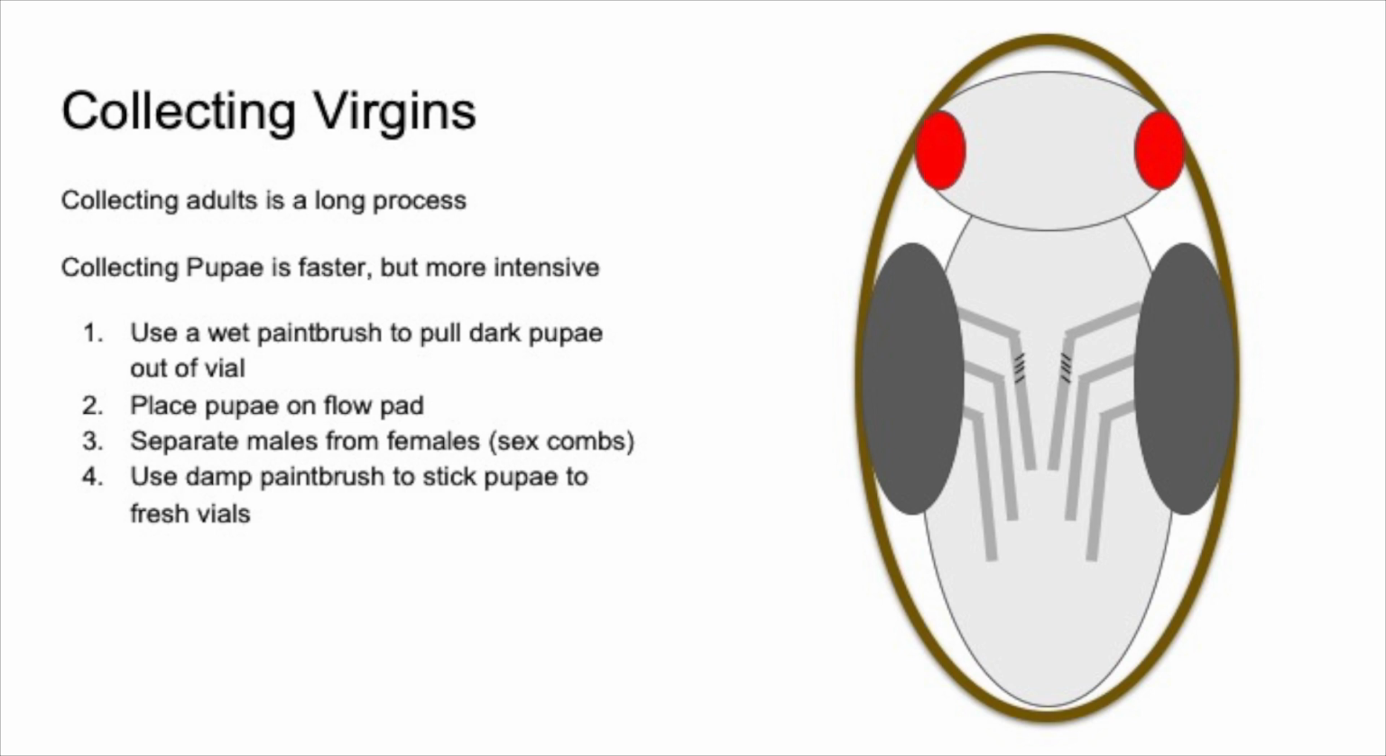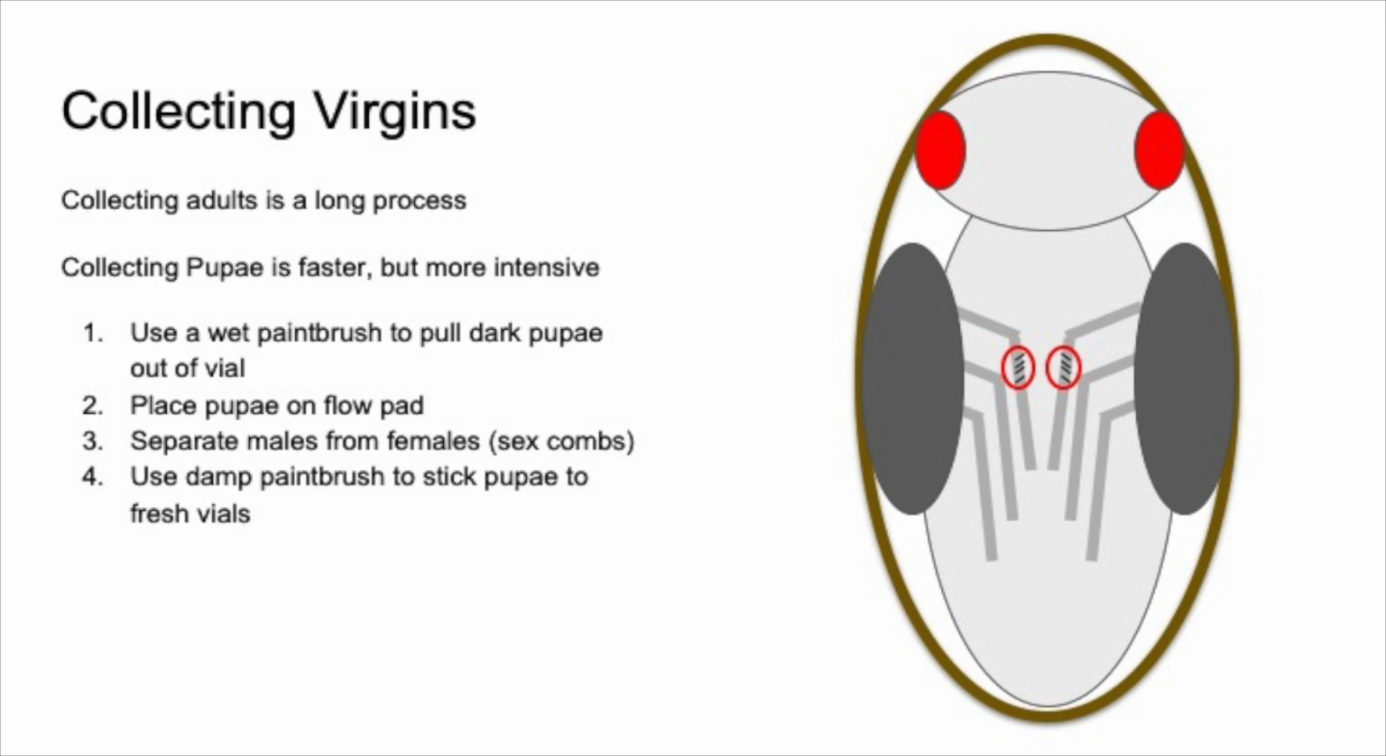The water will dissolve the glue that holds them to the side of the vial, and then they'll stick very slightly to the paintbrush, which you can use to lift them out of the vial and place them on the flow pad. Once they're on the flow pad, you can use the microscope to sex the pupae and separate females from males. All males have sex combs on their front legs, which is this cluster of thick, dark bristles, which is actually visible through the pupae.